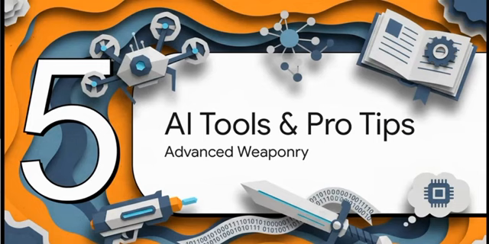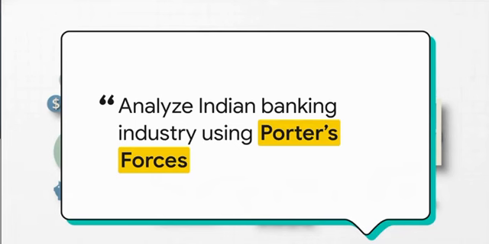Section 5. AI tools and pro tips. Advanced weaponry. Now that we've survived the live fire drill, let's gear you up with some modern weaponry to make studying this stuff way more efficient. Karan made a great point in the group. Doing all this in-depth analysis sounds incredibly time-consuming, but Sumit pulled out a total game changer, AI.